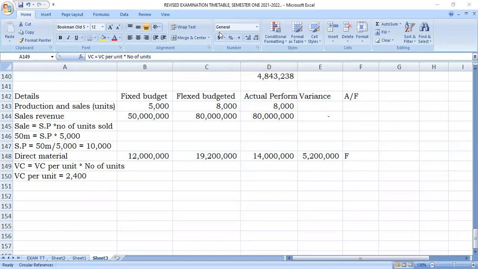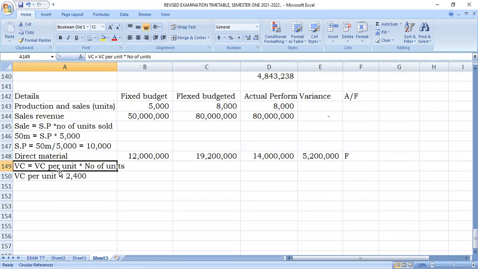We are saying that direct materials are variable costs. Total variable cost is given by the variable cost per unit times the number of units produced.